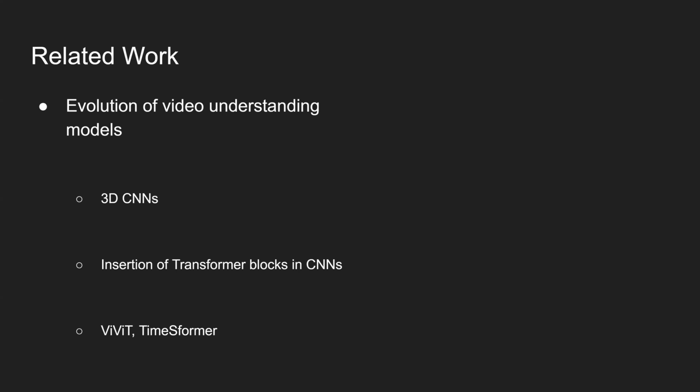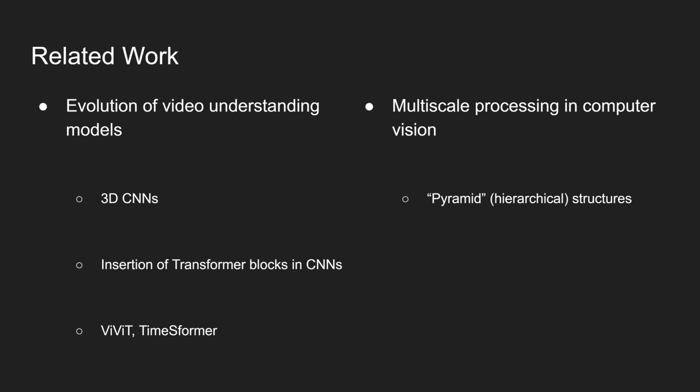The second part of their related work was multi-scale processing in computer vision. So they first started with what are these pyramidal or hierarchical structures. So basically, it is found very commonly in CNN models, which basically means that as and when the depth of a network increases, the resolution of the features decreases. A good example of a transformer network with pyramidal structures would be SWEN.